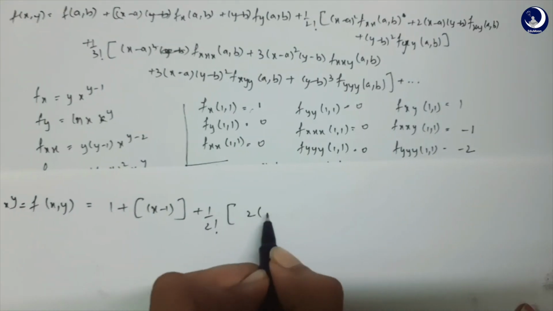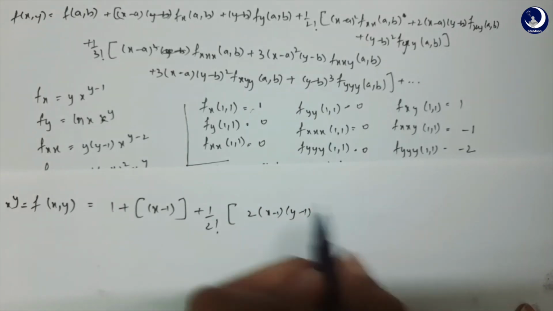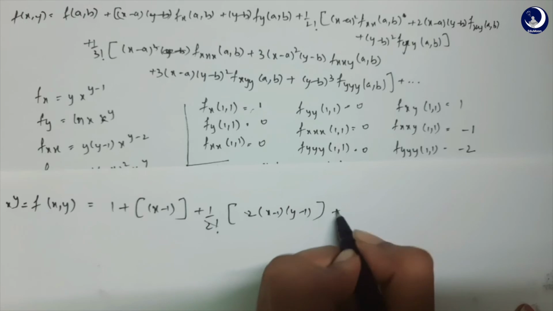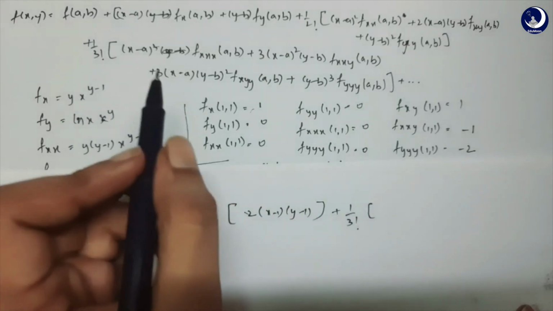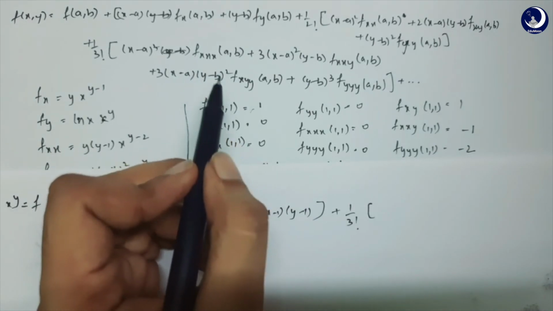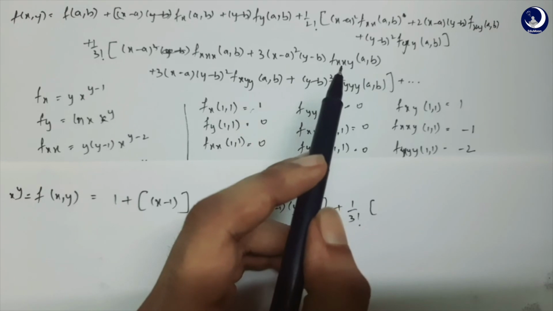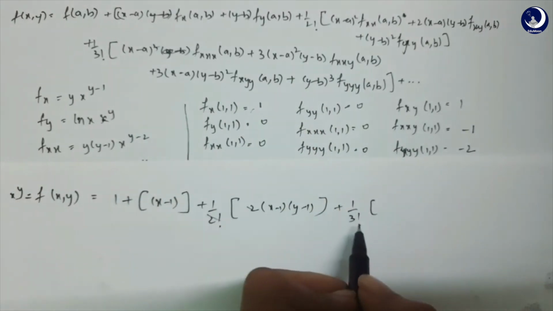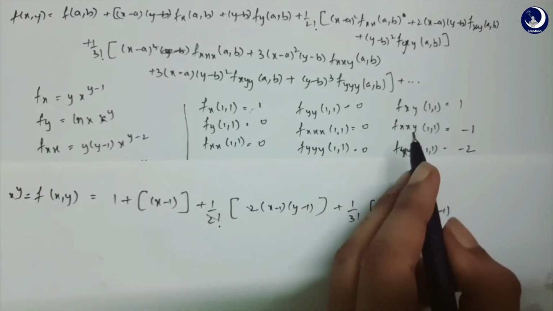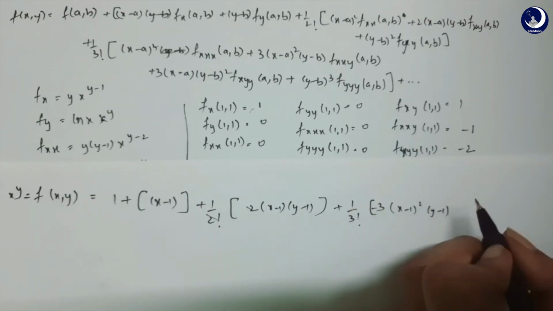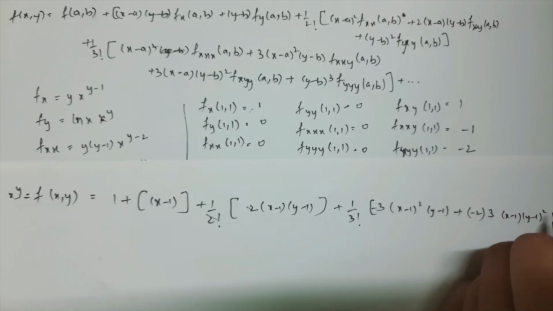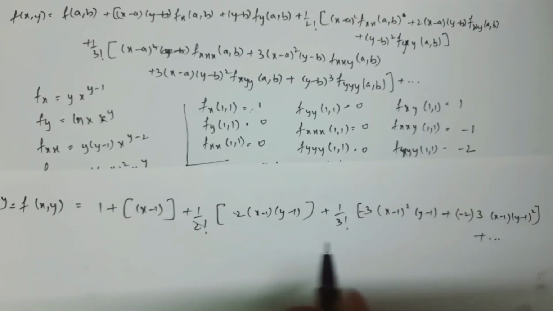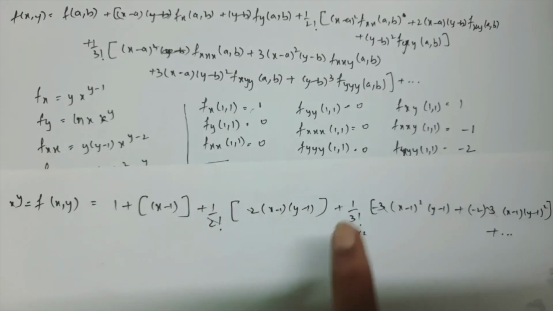Then we'd get 2 times x minus 1, y minus 1, that's 1. 2 factorial is 2, so the 2 gets cancelled, plus 1 by 3 factorial into f_xxx is 0, f_yyy is 0, so we have f_xxy and f_xyy. You can take 3 common, so x minus 1 squared, y minus 1, f_xxy is minus 1, so it's minus 3, plus minus 2 into, we already have a 3 here, x minus 1, y minus 1 squared. So 3 factorial is 3 into 2, we can cancel 3. So this is the Taylor expansion for the function x to the power y in the powers of x minus 1 and y minus 1.